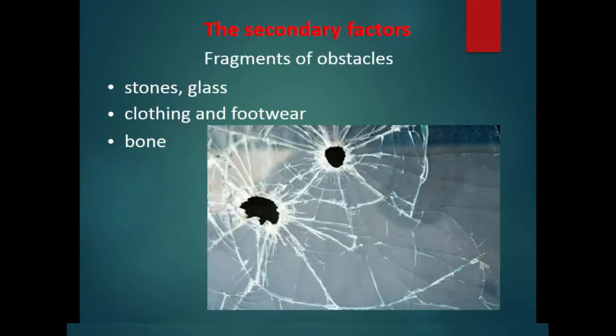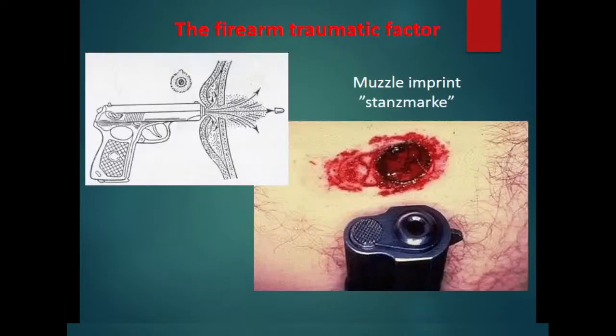Secondary factors include stones, glass, clothing and footwear, and bones. These are factors produced when the bullet is penetrating through certain obstacles. It breaks the obstacle, and some particles of the obstacle create additional fragments, and these additional fragments also cause certain injuries.